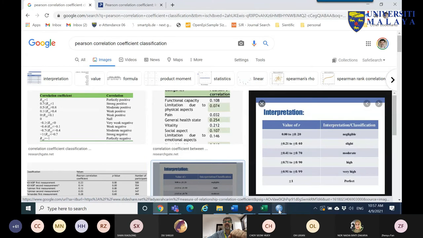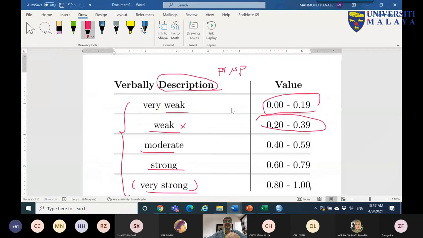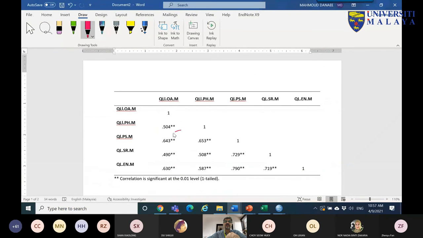So remember, when we calculate the relationship between two variables, besides the direction, we can look at the significance. For each correlation coefficient, you need to consider three things. First, direction, whether it's positive or negative. Second is strength, whether it's weak, moderate, or high, for example. And the last is significance.